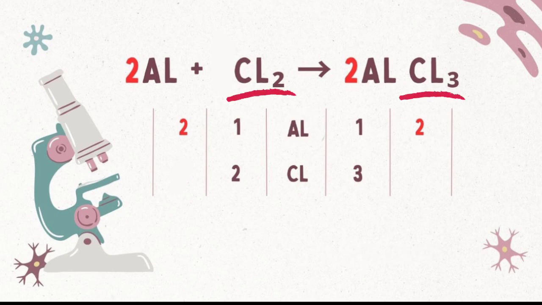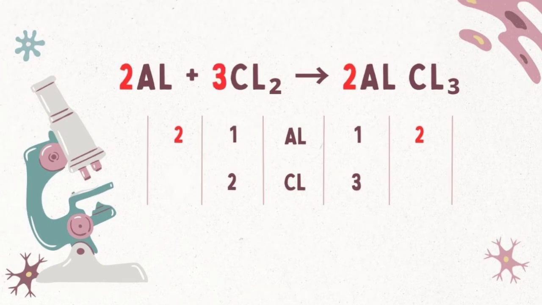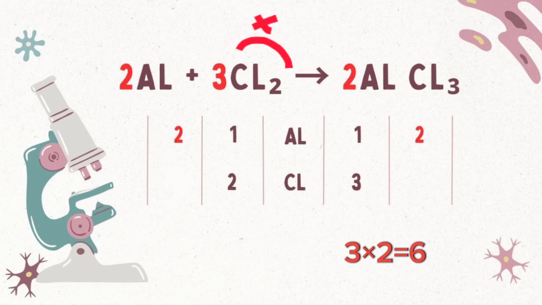So the Cl in our product is multiplied by 2 because it is connected to 2Al. So it will be 2 times 3 is 6. So in order for them to be balanced, we need to put a coefficient of 3 in front of our Cl2. So if we multiply it, it will be 3 times 2 is equal to 6. So our chlorine in our reactant is equal to 6.